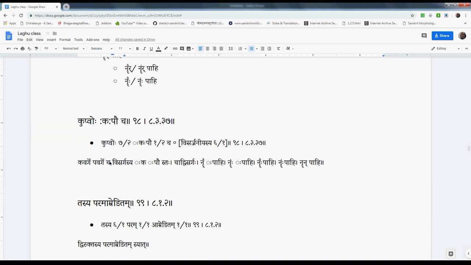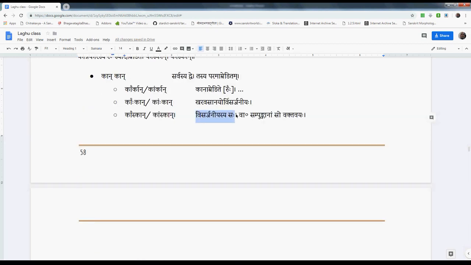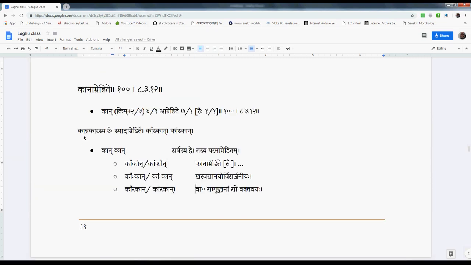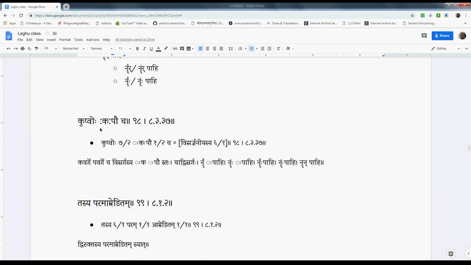Of the earlier sutra, what does it say? Kavarge pavarge cha visargasya. Visarga, which is visarjaniyasya. Therefore when a kavarga letter follows, which is the kakara here in kan, that visarga will take the jivhamuliya adesha. Thereby even if you had the option of visarjaniyasya sah, that will get an apavada from kupvoh kapau cha.